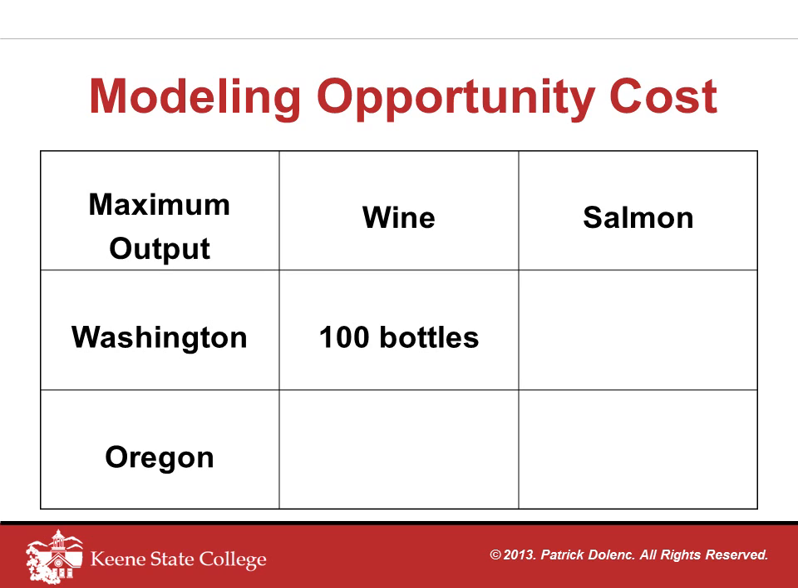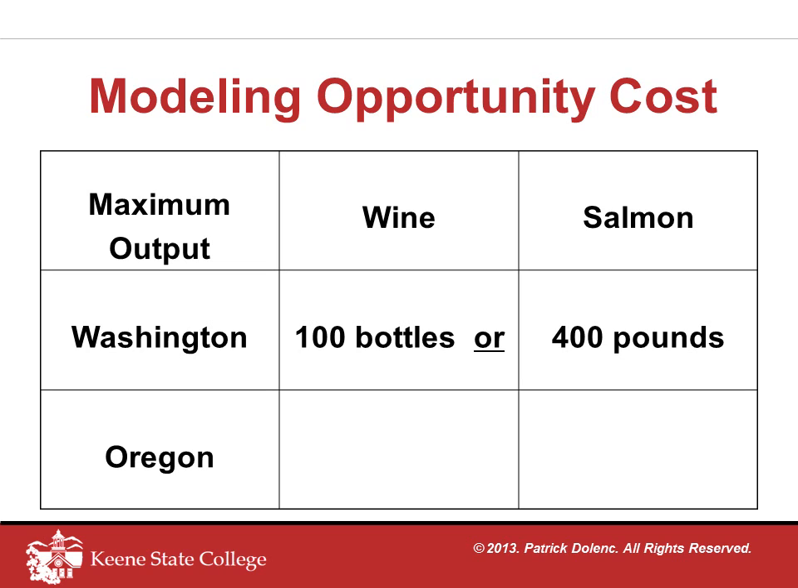The second question that we were supposed to answer is, what is the maximum salmon catch? If we took the 100 hours and devoted it entirely to fishing, foregoing wine production completely, we could catch one fish every 15 minutes. And therefore we could catch 4 fish per hour, and we have 100 hours to work with. So therefore, if all we did was fish, Washington could produce 400 fish, or 400 pounds of fish, since we assume that each fish weighs 1 pound.